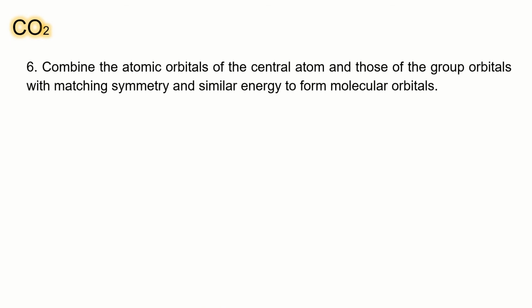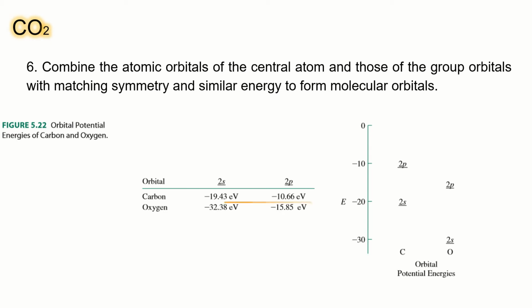For the sixth step, we can finally start constructing the diagram. Since carbon has a higher energy, it will be higher and oxygen will be lower. We'll put the carbon on our left and the oxygens together on our right. Then we will combine the atomic orbitals on the central atom and those of the group orbitals with matching symmetry and similar energy to form molecular orbitals. The total number of molecular orbitals must be equal to the number of atomic orbitals used for all atoms.